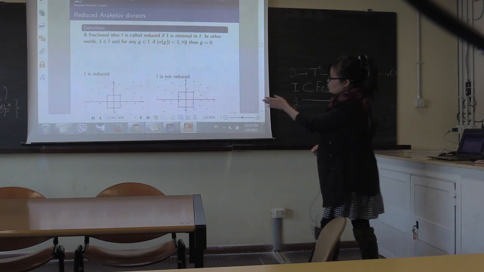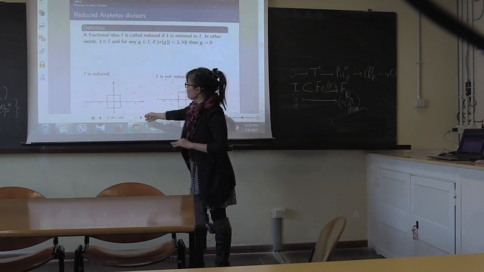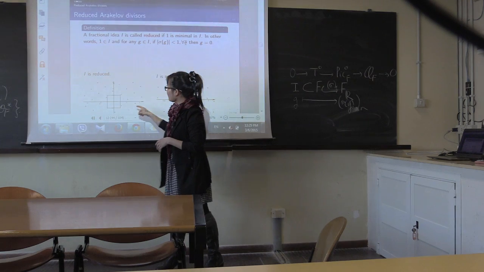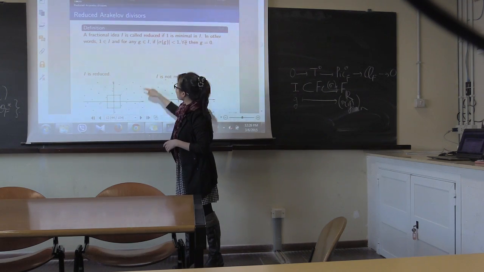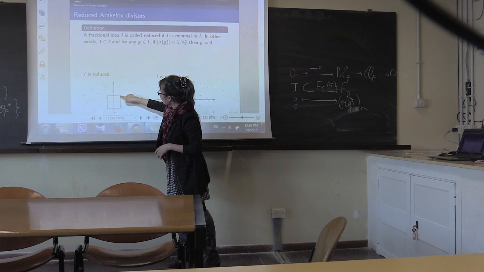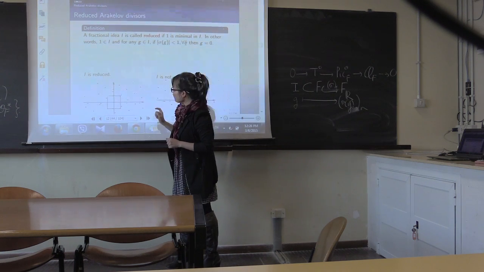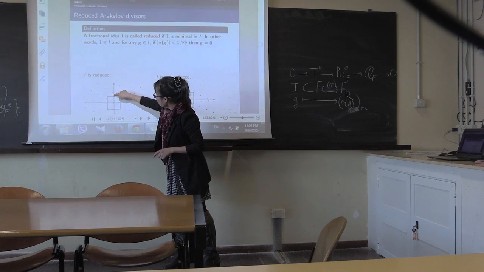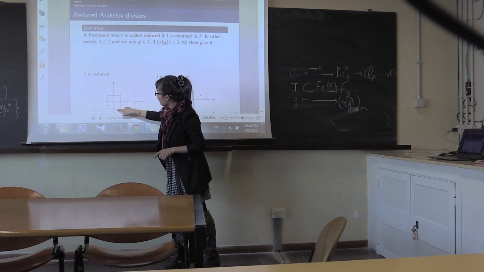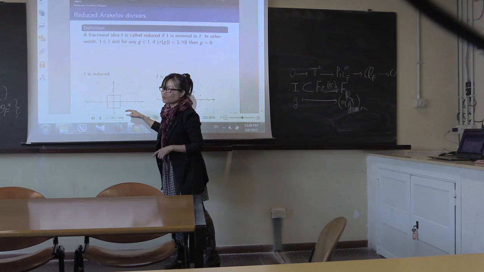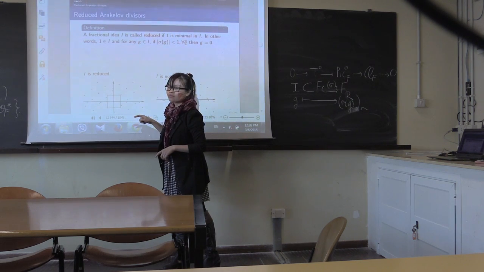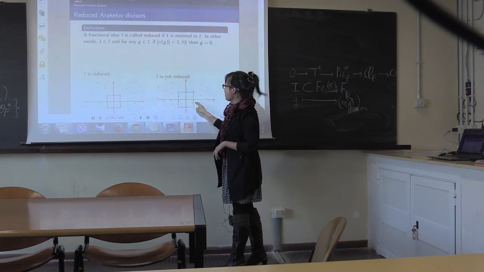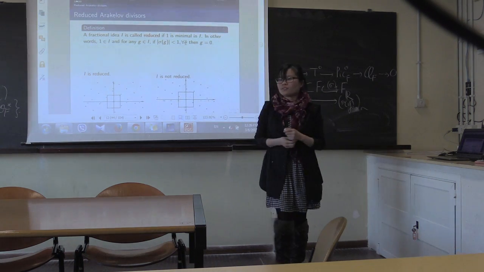Here are two examples. In the first case, I is reduced, in a real quadratic field. Then I is the lattice with the red points here. The first condition is that 1 is in I, and indeed 1 is in I. For 1 minimal, we draw a square of side 1, and this square doesn't have any non-zero points of the lattice I inside. In the second case, we have some points inside, so it means it's not reduced.